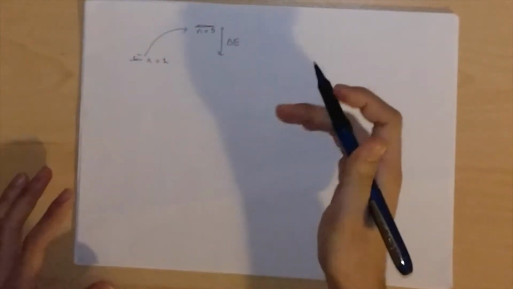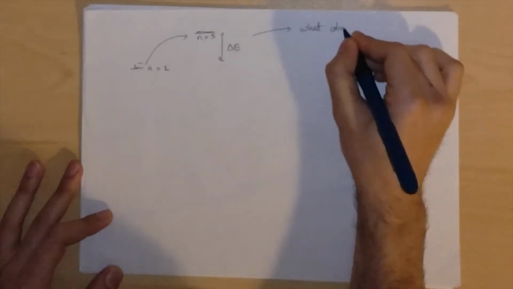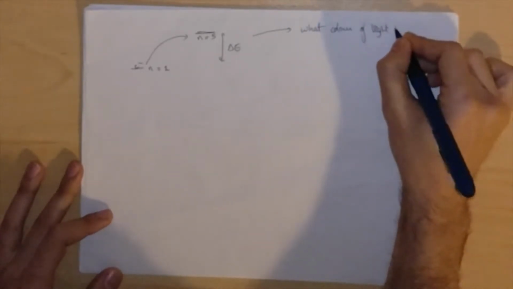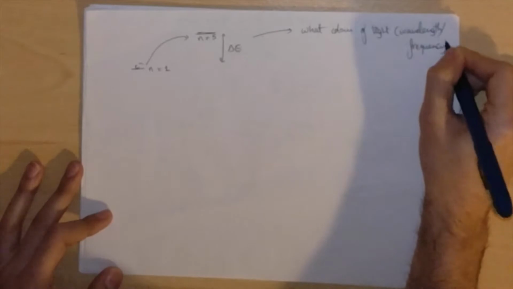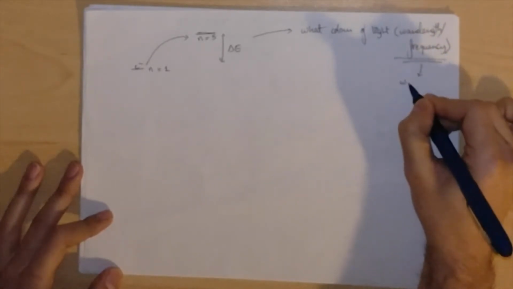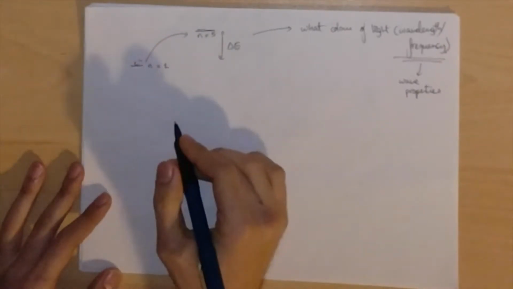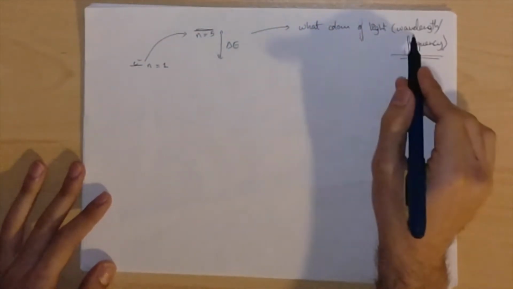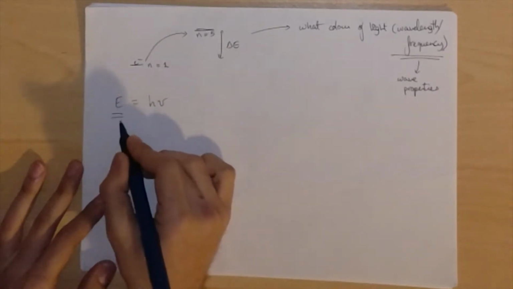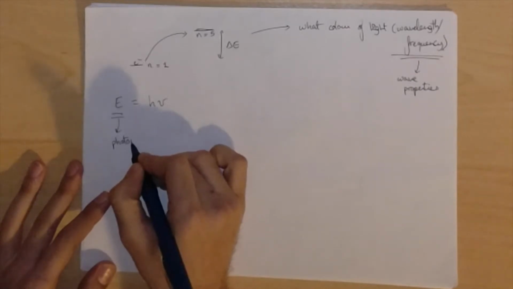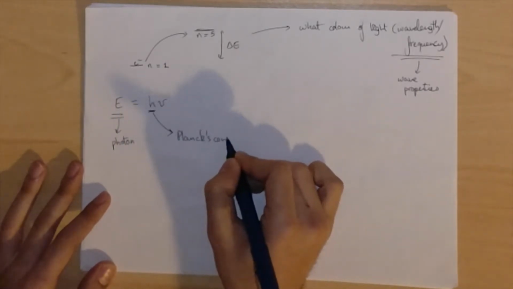Now, the reason this is important is because it also tells you what color of light is going to be emitted or absorbed, which can be correlated to either wavelength or frequency, which are two properties which you can look at for any waves. The correlation between this and the energy is given by an equation that looks something like this, where the energy of a photon, we're going to look at what a photon is, is given by Planck's constant times frequency.